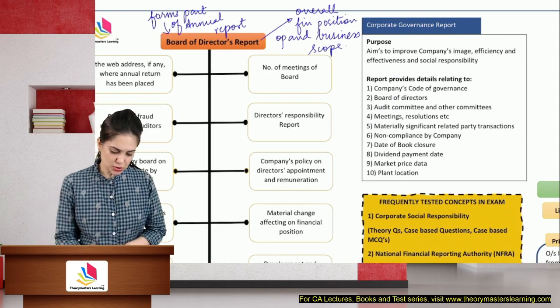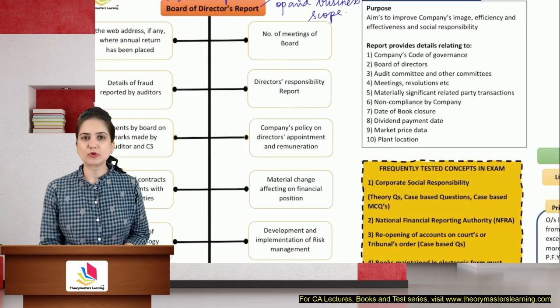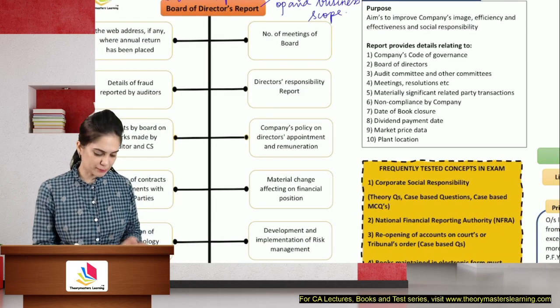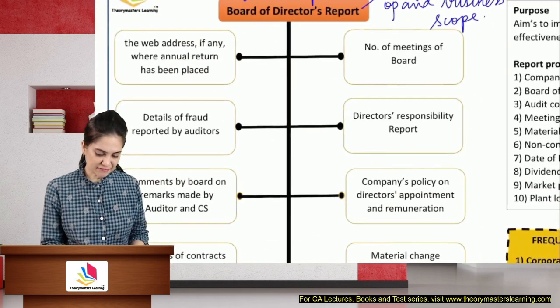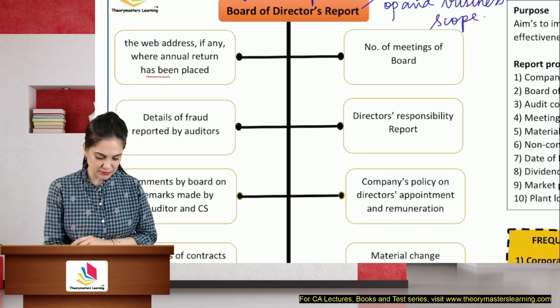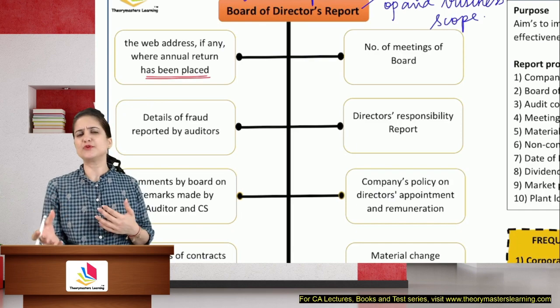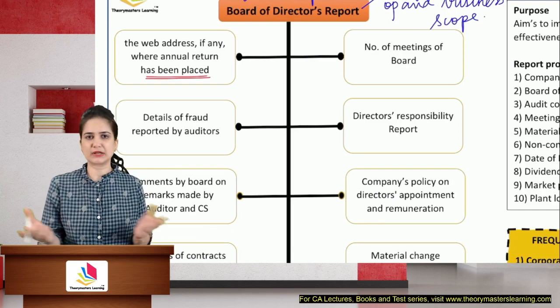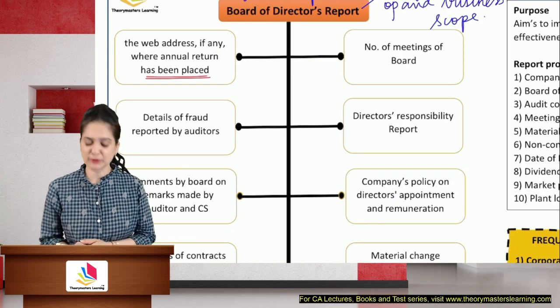Okay. So what is actually included in the board's report? What are the contents of the board report? It will contain the web address, if any, where the annual return, as we had discussed in section 92, has been placed. The URL will be given. If you're viewing the soft copy of the board report, just click on that and it will direct you to the annual report.